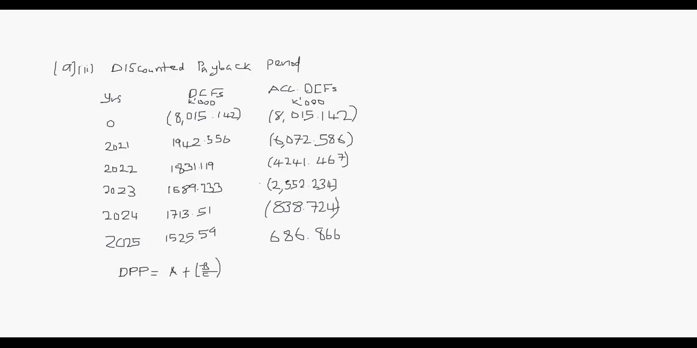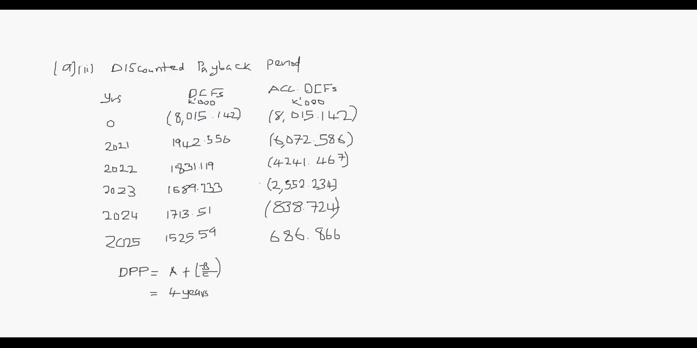Okay, I'm not sure of the formula, but I will explain what we're doing here. So A represents the number of years where we have the last negative figure, which is 2024. If we count the number of years from 2021, 2022, 2023, 2024, this is 4 years. So we are very sure that it is in year 4.